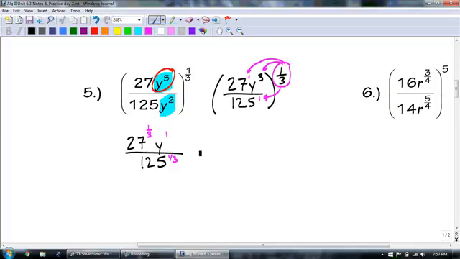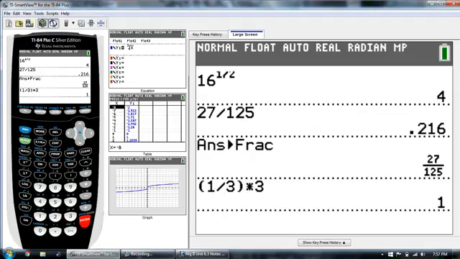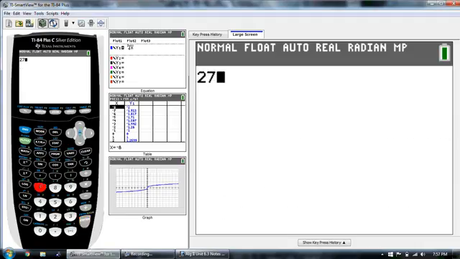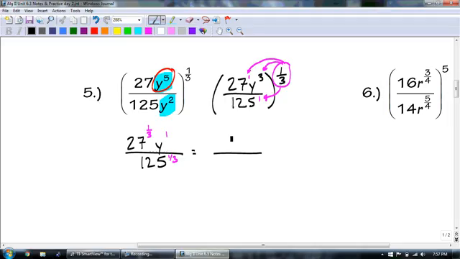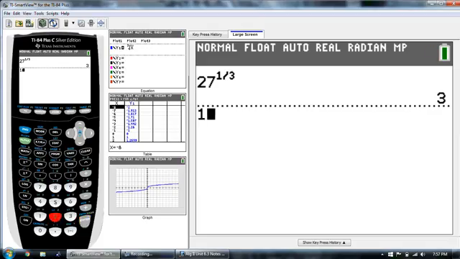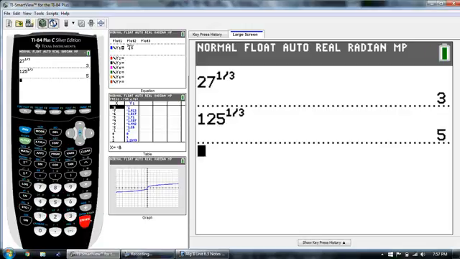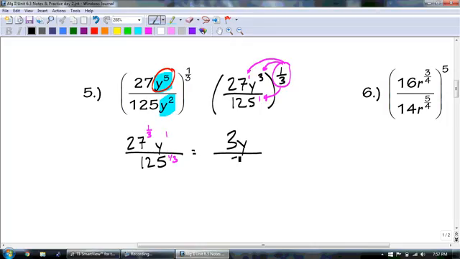Okay? And now we just have to figure out what all that is in your calculator. So remember, you can do 27, raise it up, 1 divided by 3, and it'll tell you what it is. Okay? So we get 3, y, and then we have 125 raised to the 1/3, and we get 5. And there we go, that's reduced, that's all we can do.